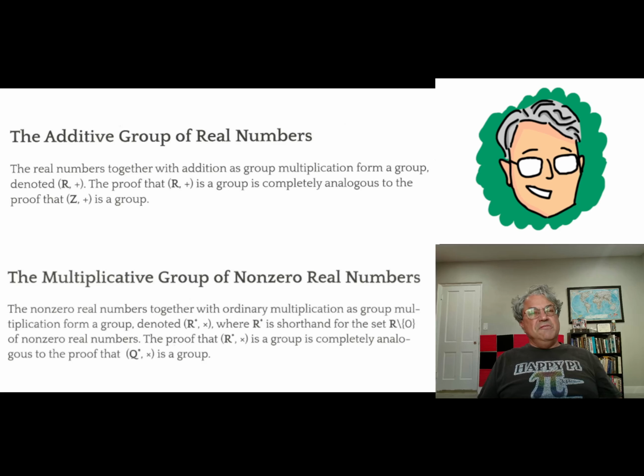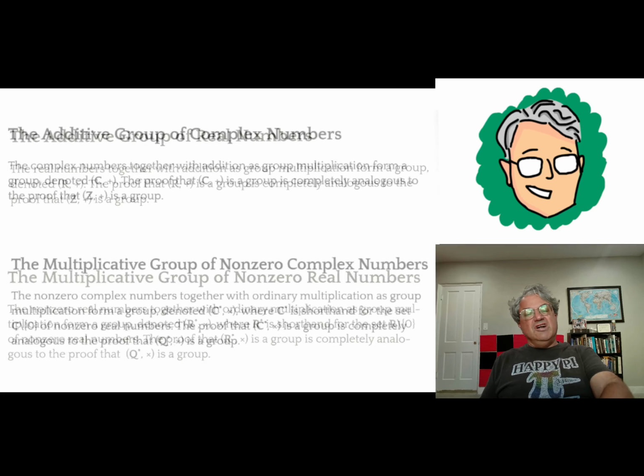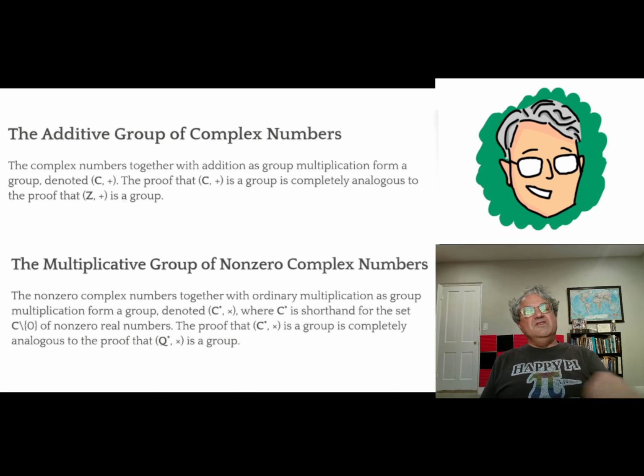Basically, use the same argument I used for the rational numbers to show that that is also a group. So the real numbers are also a field, and they're a bigger field than the rational numbers. The rational numbers are what I call a subfield of the real numbers. And then finally, I talked about complex numbers in chapter 4.